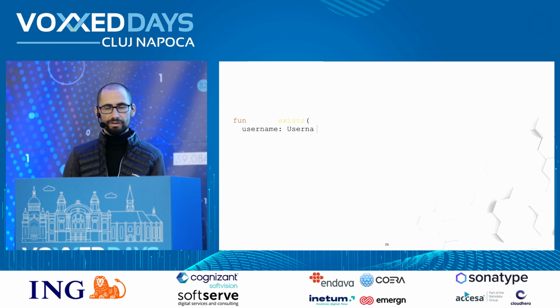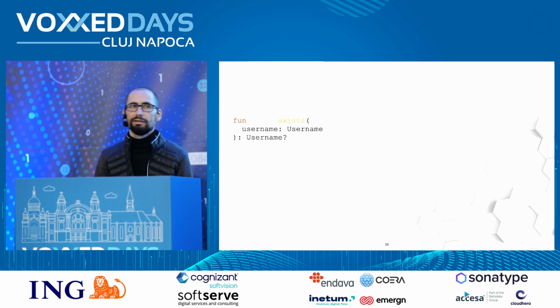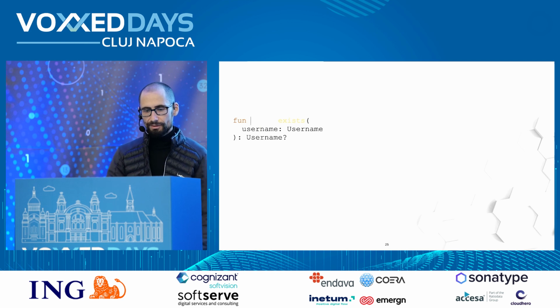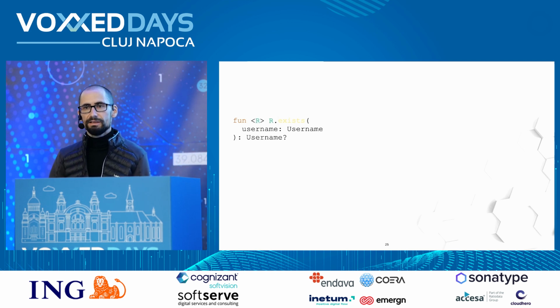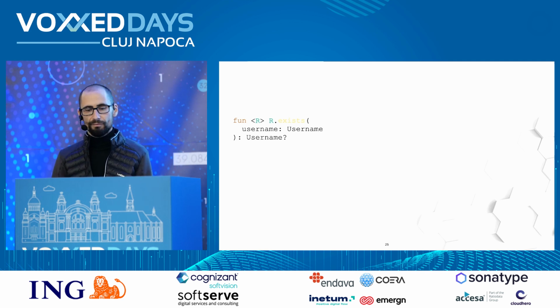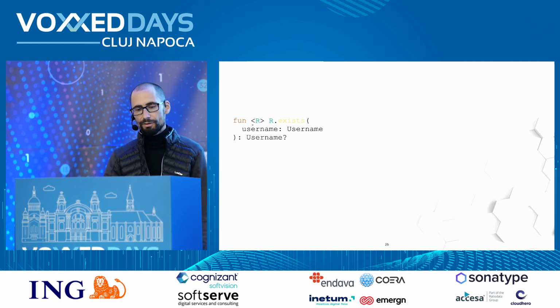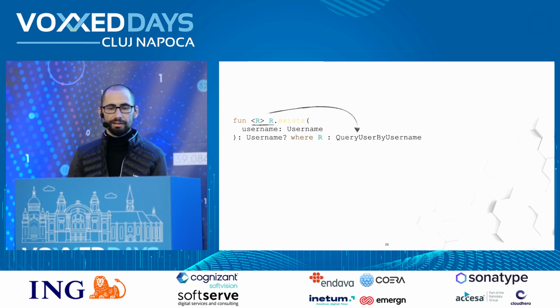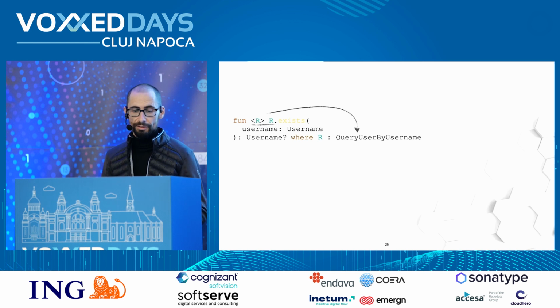So first we're going to do the hard part, and then we're going to move to the easy part. What we can do here, we can define our exists function as an extension function over a generic type. Why the hell would I want to do that? Because I can do things like this. I can use the where keyword, and I can tell the compiler, hey, look, my generic type R can be of this type, query user by username.